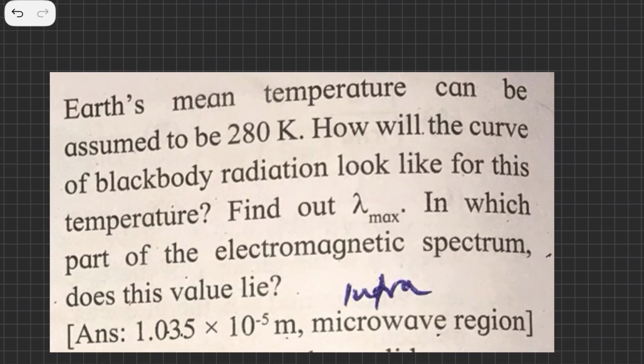Okay, in case you have gone through this question, there is one data point which is 280 Kelvin, that is the temperature of the Earth. It's a mean temperature. Yes, somewhere it would be lower, somewhere it would be higher, but this is the mean temperature. And they're asking three questions for us. First, how does the curve of this radiation look at this temperature? Second, what is the wavelength for which the intensity is maximum? And in which part of the electromagnetic spectrum does it lie? So these are all three questions.